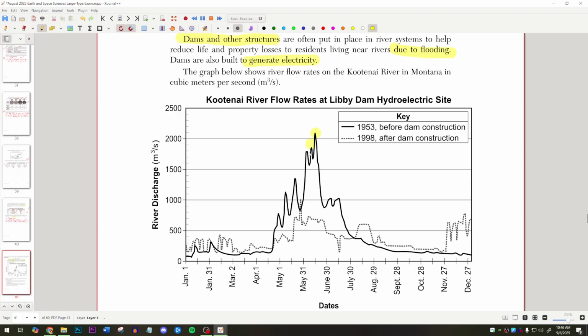Okay, so this is a high amount in this area for some reason. And then we have before dam construction and after dam construction. So you can see a high amount there, and then the flow rate drops significantly once the dam was put into place. But interestingly enough, over here it was lower, and then after the dam was put into place, it went up.